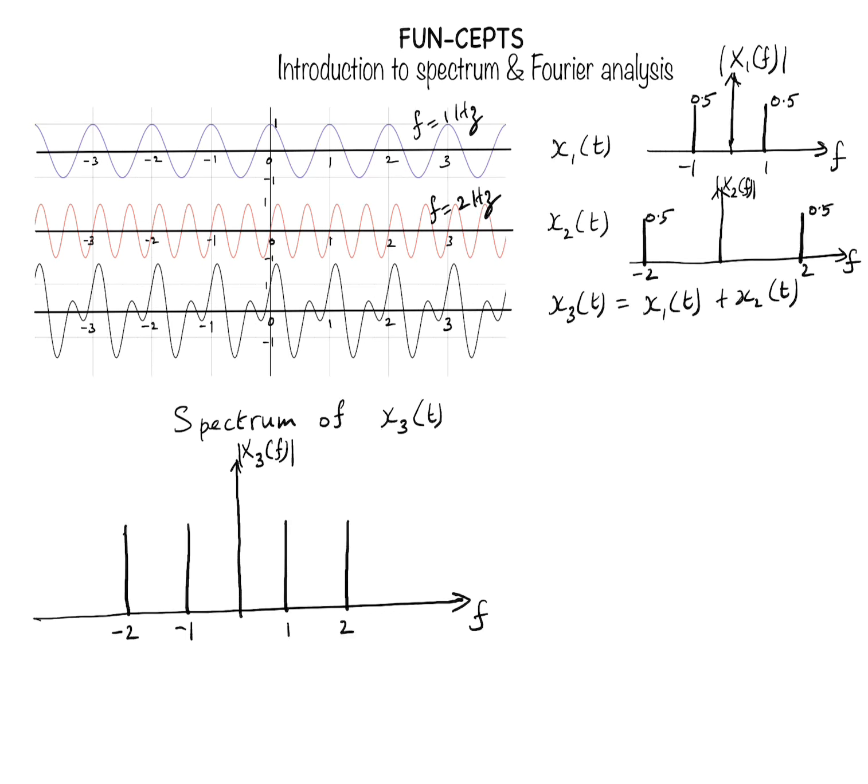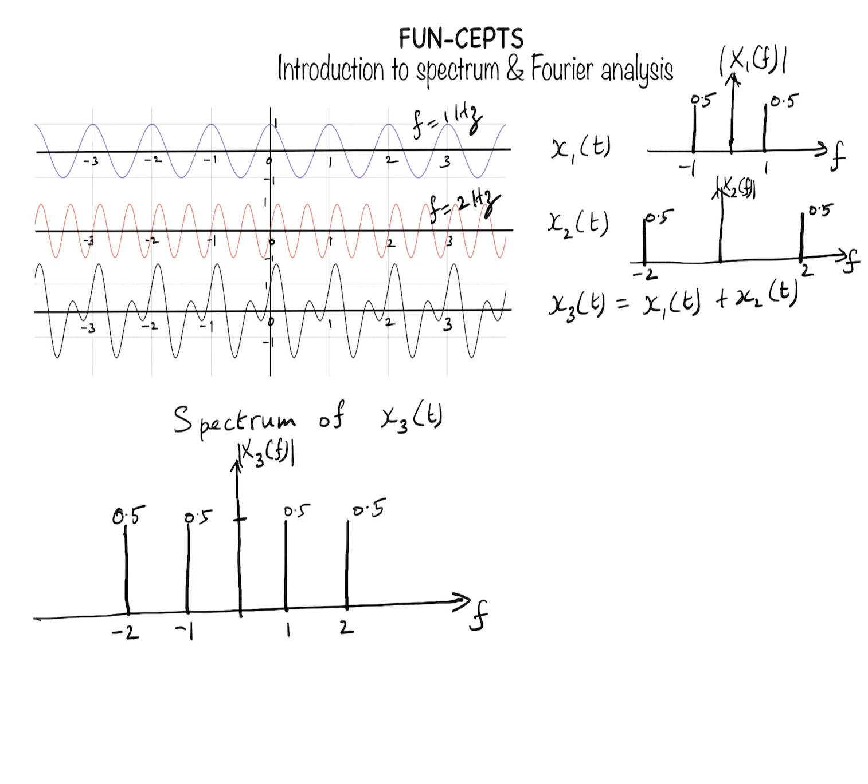So x1 of t, the 1 Hz component, has an amplitude of 1 volt. So we divide it half and half between the positive and negative frequency. So it's 0.5 here. That means this height here is 0.5. And similarly the 2 Hz component is half positive, so it's 0.5, and so on. So that is the spectrum of x3 of t, which is x3 of f.